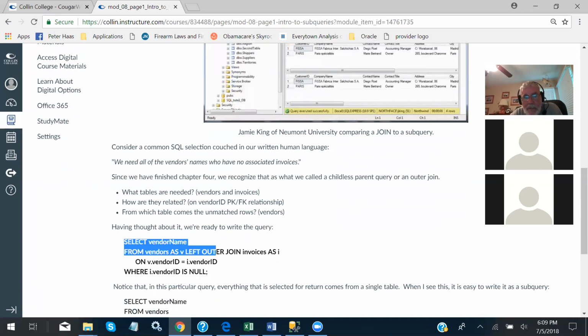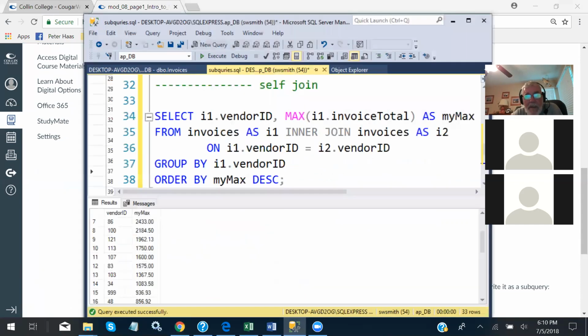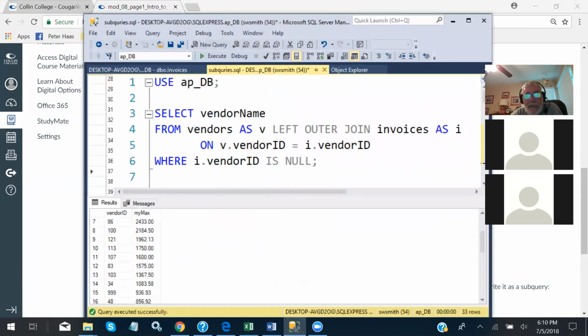And it's pretty straightforward. We thought about it. We're ready to write the table. And I believe I have it over here. So: select vendor name from vendors as the left outer join invoices. So the join, we say, is pointing to the table from which our information comes. So it's pointing to the vendors table.